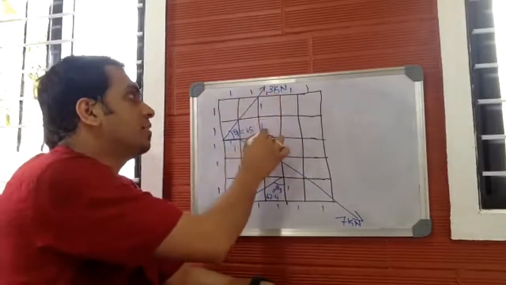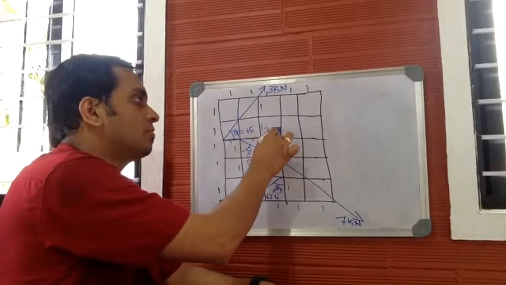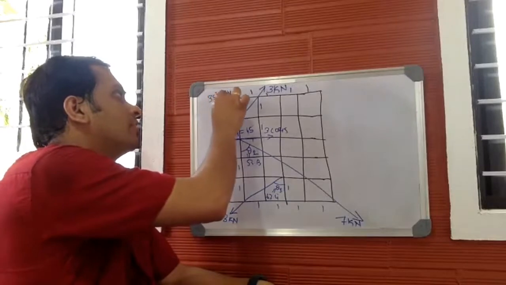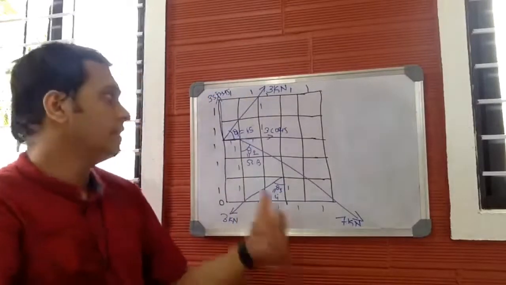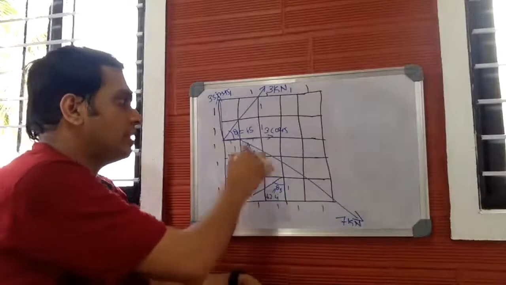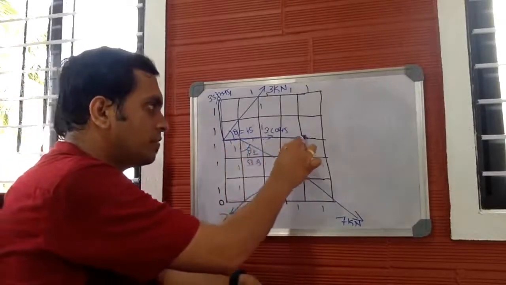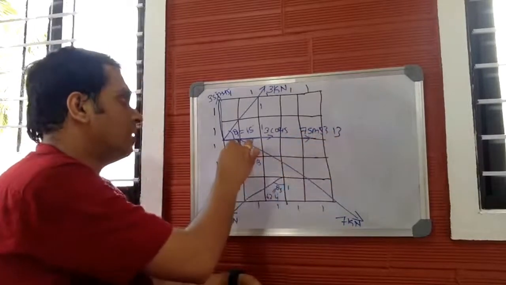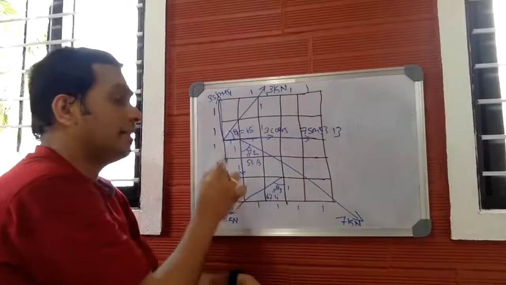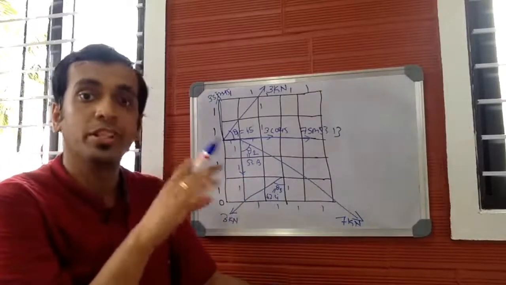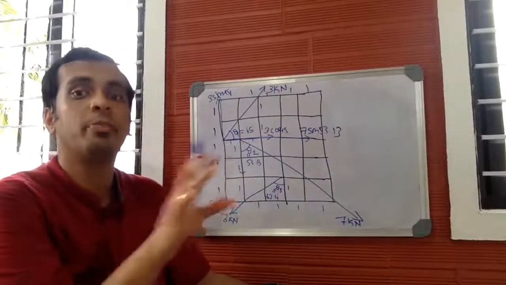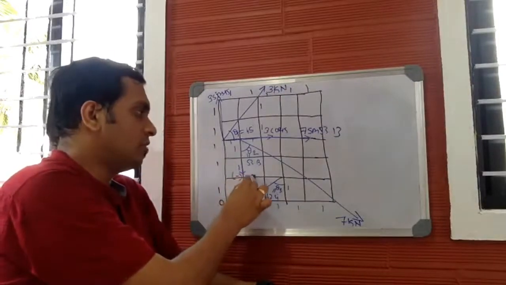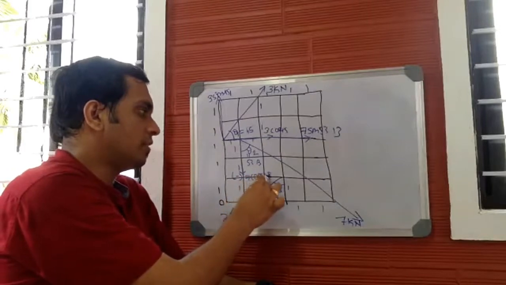The horizontal component of this 3 kilonewton force will be 3 cos 45, and the vertical component will be 3 sin 45. Now, the horizontal component of this 7 kilonewton force, I'll draw it here, will be 7 sin 53.13, and the vertical component will be, I'll write a minus inside the bracket because we'll be using it only till step number 4. In step number 5, you'll not be using the minus sign. So it will be minus 7 cos 53.1.